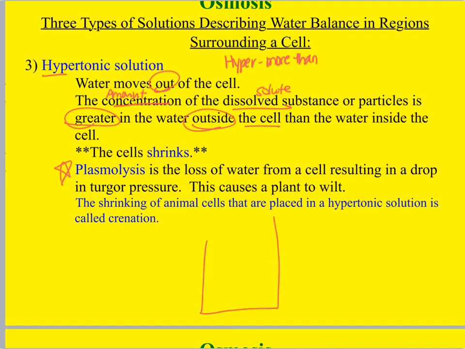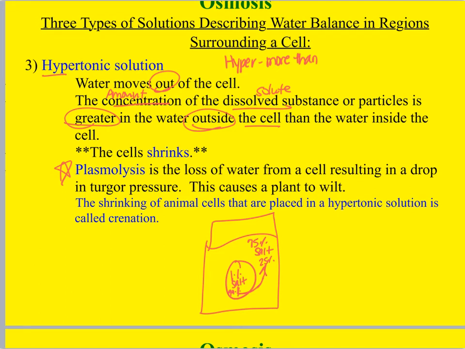So anyway, here's your solution again. Let's do some different amounts here. How about we say, let's say we have 75% salt solution, and inside of the cell we have 1% salt. So it means inside of the cell you have 99% water, right? And then outside you have 25% water. So again, water's going to go from high amount to low amount. So from the high amount of water, 99% inside the cell, to 25% the low amount of water outside of the cell.